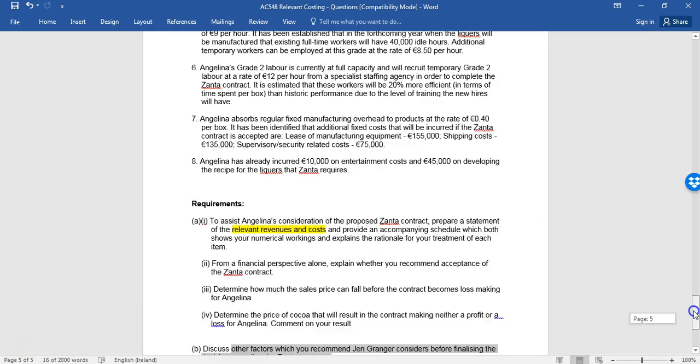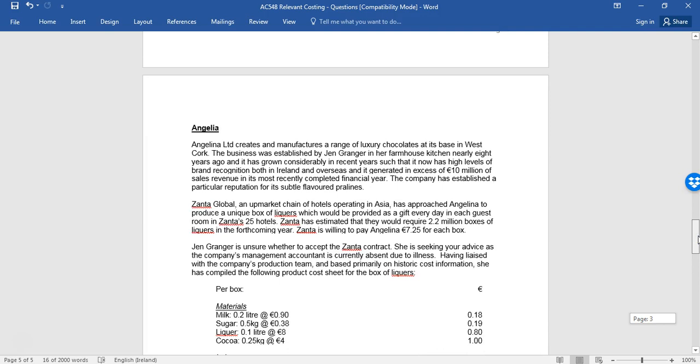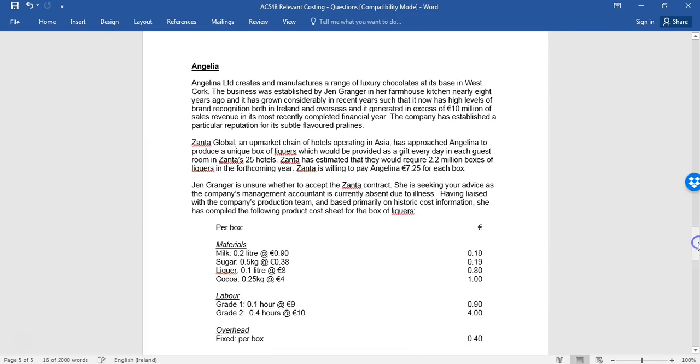So again, I'm assuming you've read through the question. If not, make sure you read through the full thing and pause it here. So what we're looking at here is a one-off contract, a short-term decision, hence we can use relevant costing. It's essentially a big order for chocolates for an Asian hotel group. They're looking for 2.2 million boxes of liqueurs, and they're willing to pay $7.25 a box. And what we're trying to figure out now is whether this is financially worthwhile or not.